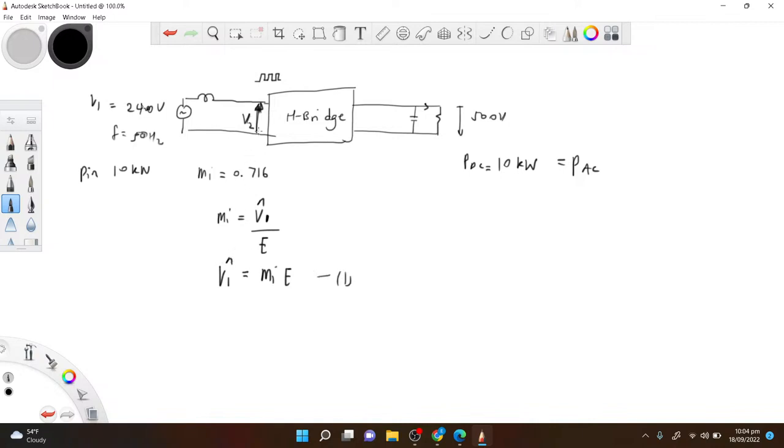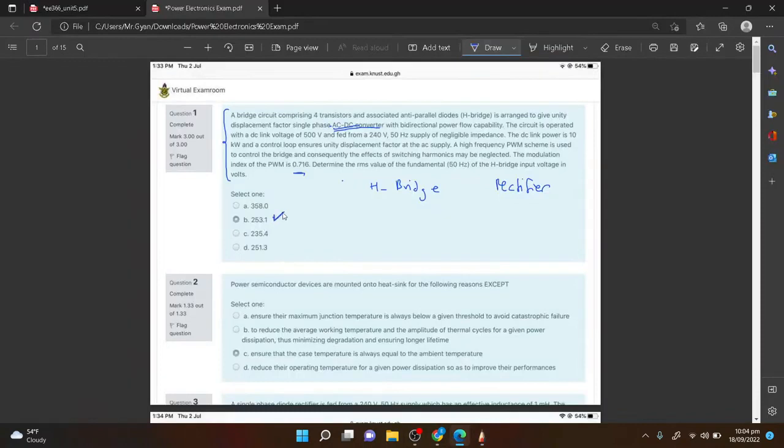So now this peak is the fundamental for this V2. Let me make it V2 fundamental, V2F. So here, MI 0.716 times E 500. Then let me change it to RMS, so divide by root 2. So 0.716 times 500 over square root of 2. That's 253.1. This is the answer.